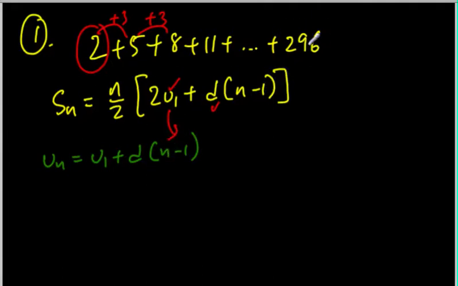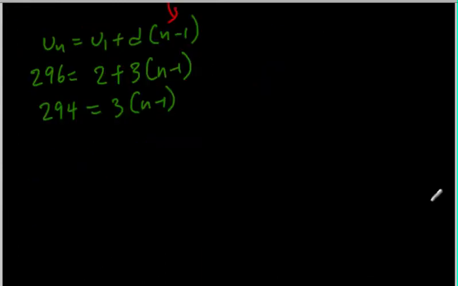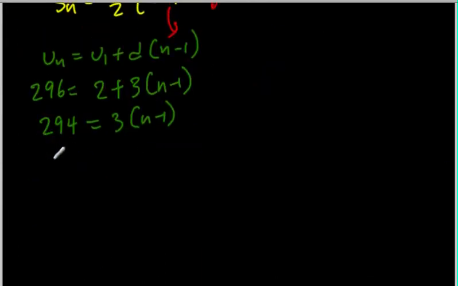We know the last term is 296, so that's 296 right there. We know the first term is 2, so that's great. We know the common difference is 3, so that's great. So we've got to figure out what n is. This is going to be 294 equals 3(n minus 1), because I'm just subtracting 2 from both sides. The next thing I'm going to do is divide by 3. So basically 294 divided by 3 is equal to n minus 1.